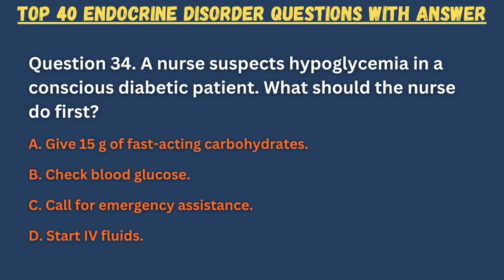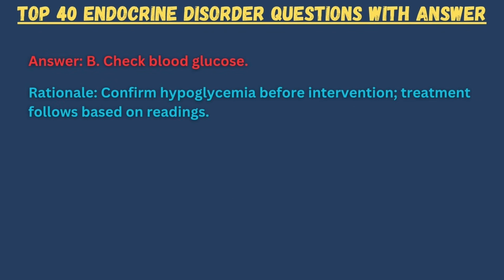Question 34. A nurse suspects hypoglycemia in a conscious diabetic patient. What should the nurse do first? A. Give 15 g of fast-acting carbohydrates. B. Check blood glucose. C. Call for emergency assistance. D. Start IV fluids. Answer: B. Check blood glucose. Rationale: confirm hypoglycemia before intervention. Treatment follows based on readings.